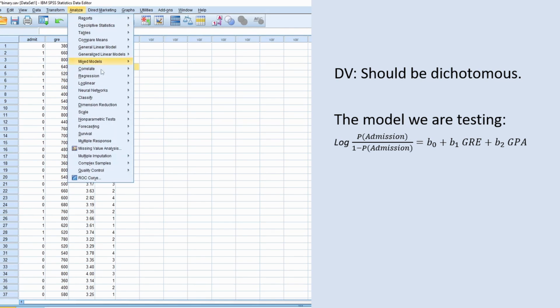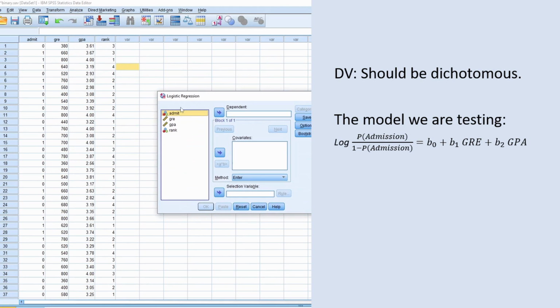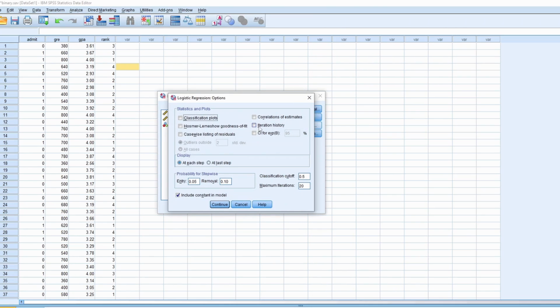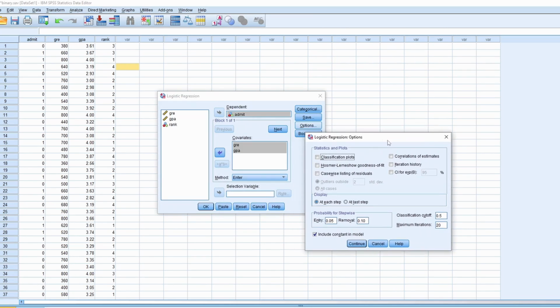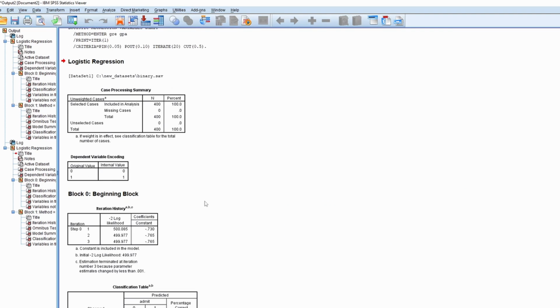You can click Analyze, Regression, Binary Logistic Regression, and put in got admit. Admit is the dependent variable. And we're going to focus on the GRE and GPA as the independent variables. In addition, you can click the Options and then click the iteration history. We're going to use that later. And click Continue and OK. So this is the output.